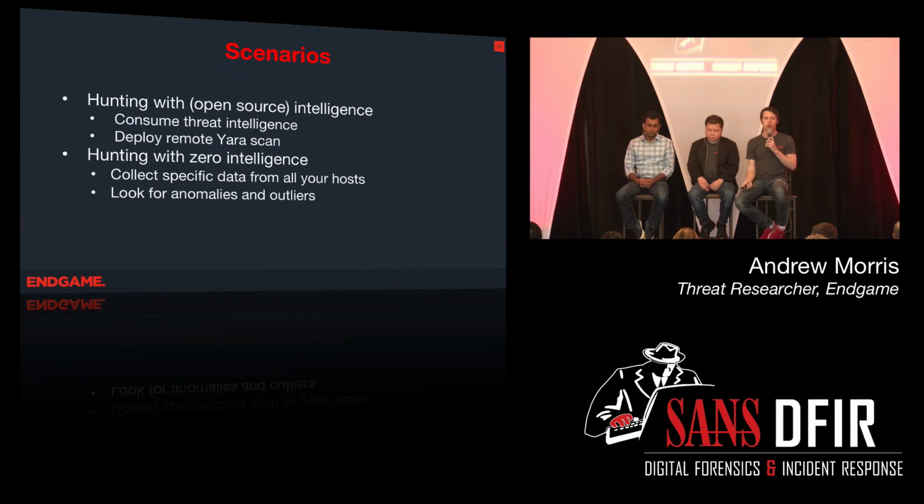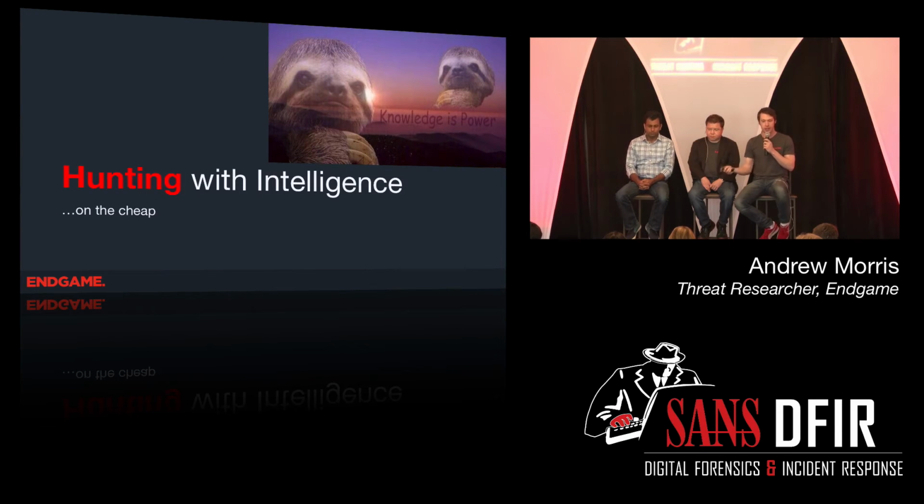There we go. So the two overarching scenarios that I'm going to talk about today are hunting with open source intelligence, or otherwise just hunting with any piece of intelligence where somebody tells you exactly what you're looking for, you just don't know where. And then the other thing is going to be hunting with no intelligence. You have no idea what you're looking for, but you're just going to look based on anomalies that are in your network, and you're going to then investigate those. And you're going to look at things that stick out, and you're going to go based on that a little bit. So first, we're going to talk about hunting with intelligence on the cheap.